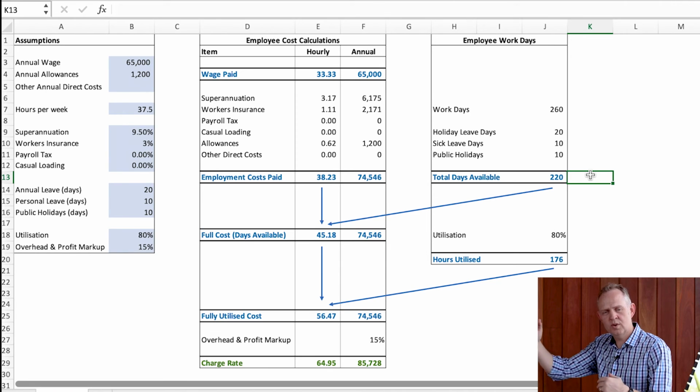So not the 260 days, not every day in the year, but only 220 days of the year are they available to work. So if we take that 220 days and we take how much we're paying to have that employee being 74.5, what this does is allows us to equate back a cost per hour worked, or a full cost based on the days available. So that now works out at $45 an hour. So for those 220 days that an employee works, based on how much they're paid, they cost you $45 an hour. Now, you're paying them $33 an hour, but they cost you $45 an hour.